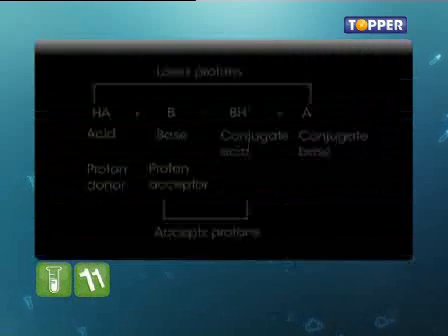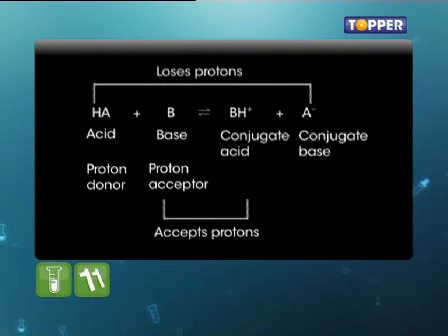To understand the addition and removal of protons as discussed, let us consider a general reaction between HA and B. In this reaction, HA acts as a proton donor and B acts as a proton acceptor. Thus, HA will act as an acid and B will act as a base. In their interaction with each other, HA will donate a proton and get converted to A-.